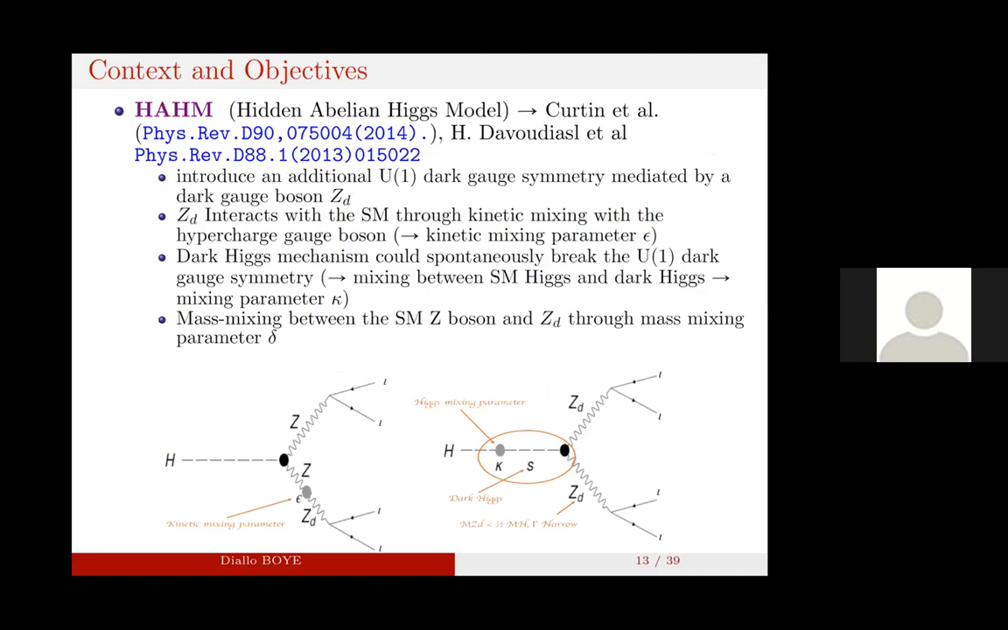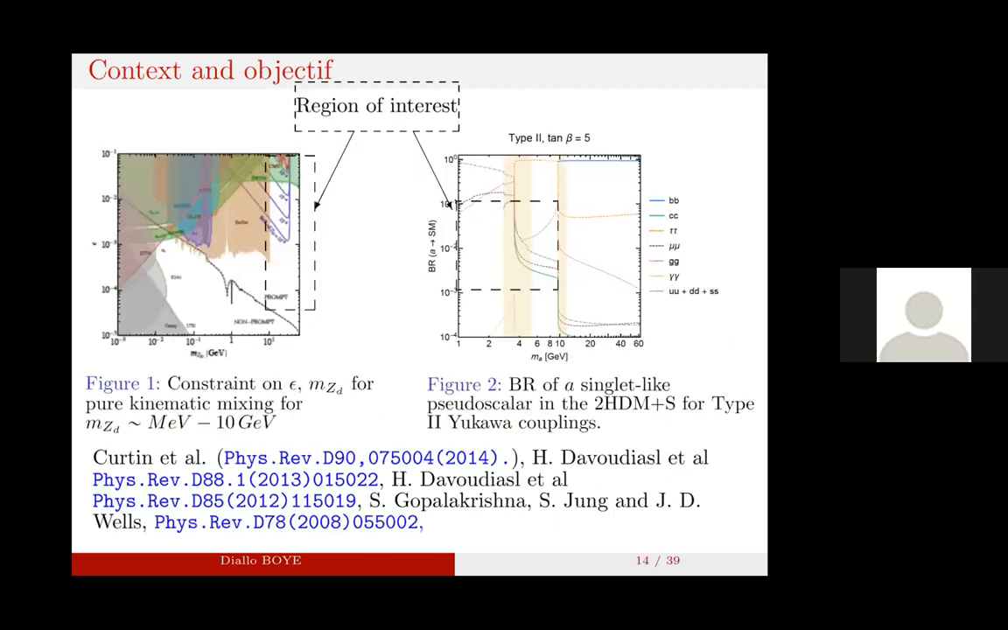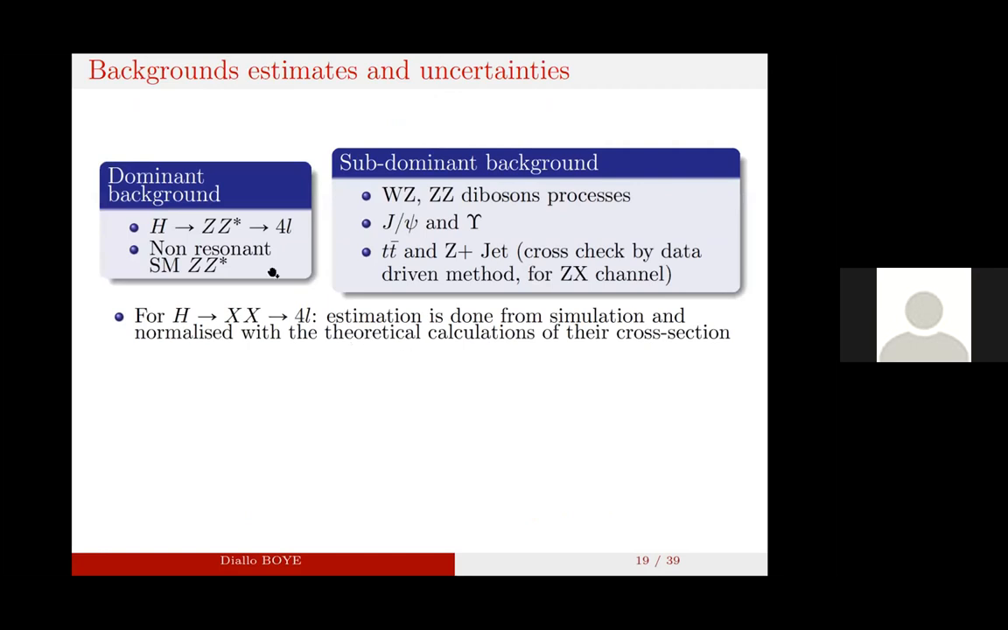So they give a very simple model where we have the ZDAC particles that can interact with the standard model Higgs through some kinetic mixing parameter. The main difference between the ZDAC and the Z boson is their masses, but they are all bosons with the same spin. That's why our main background here is the Higgs decaying to ZZ star to 4L, because the Z and the ZDAC are very similar and they both decay to 4 leptons.